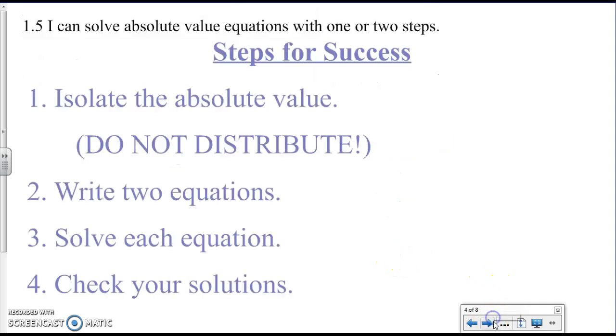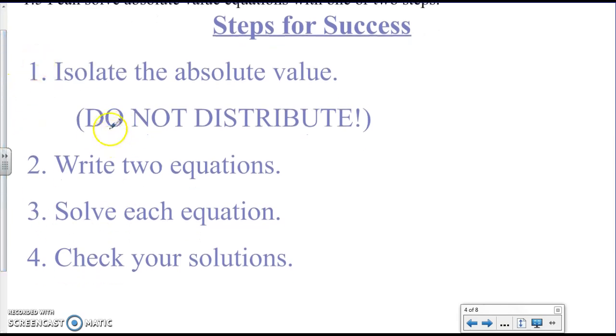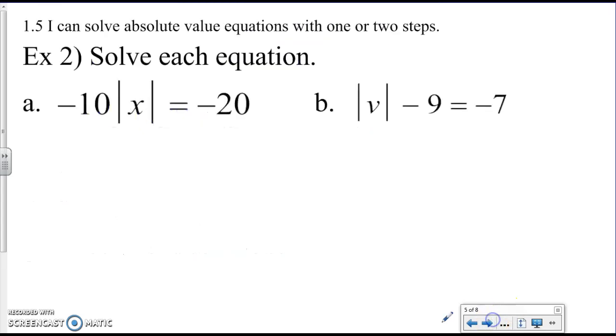We do add some steps in there, so follow these 4 steps, that'll help you out. Isolate the absolute value. That means get rid of anything on the outside of the absolute value. Do not distribute into the absolute value. That doesn't work. You're going to write 2 equations, solve each equation, and check your solution. So 4 steps we're going to follow.